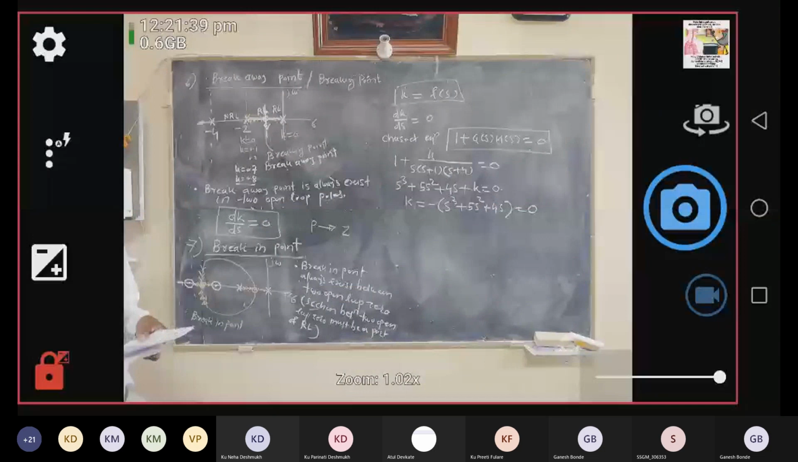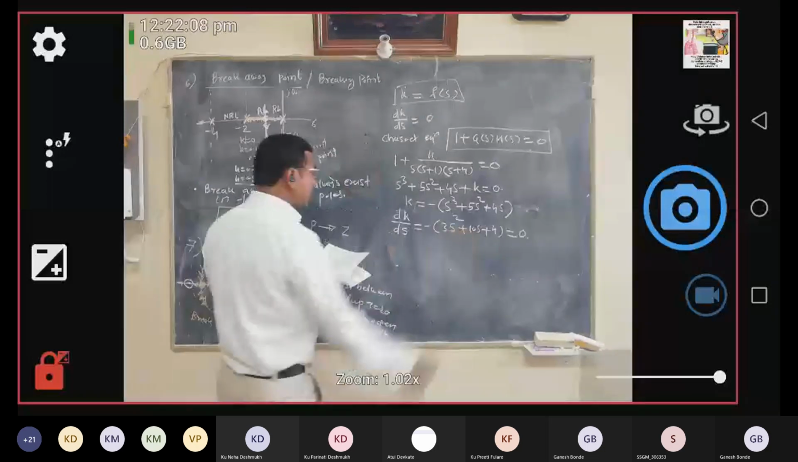Sorry, it's not 0 here. Okay, so now you just differentiate this K with respect to s. So determine, obtain dK by ds, which is equal to 0. So dK by ds, differentiate this equation. Here you are getting minus of 3s square plus 10s plus 4, which is equal to 0. When you equate it to 0, find the roots of this equation. So here you are getting 3s square plus 10s plus 4 equal to 0. So find the roots of this equation.